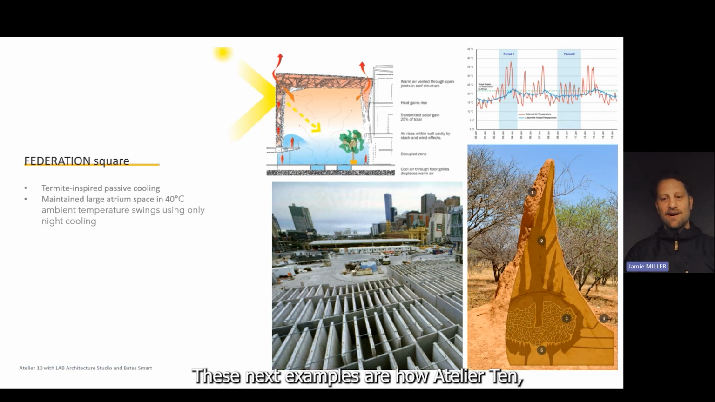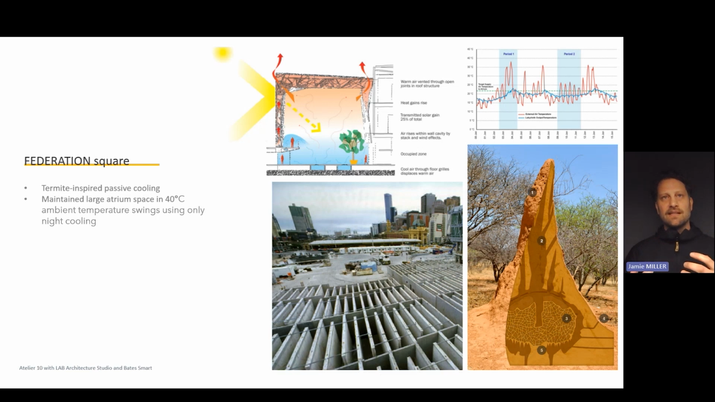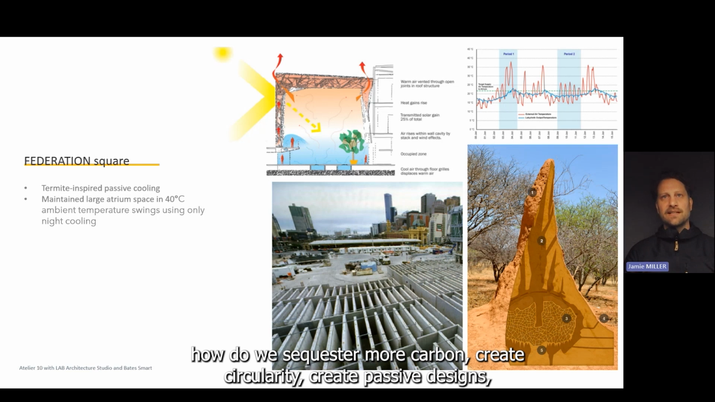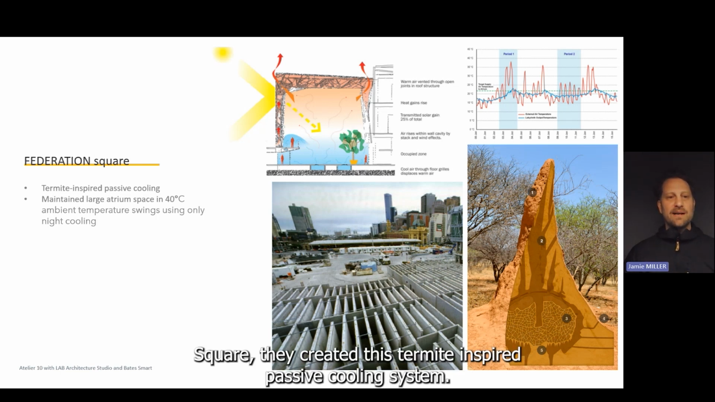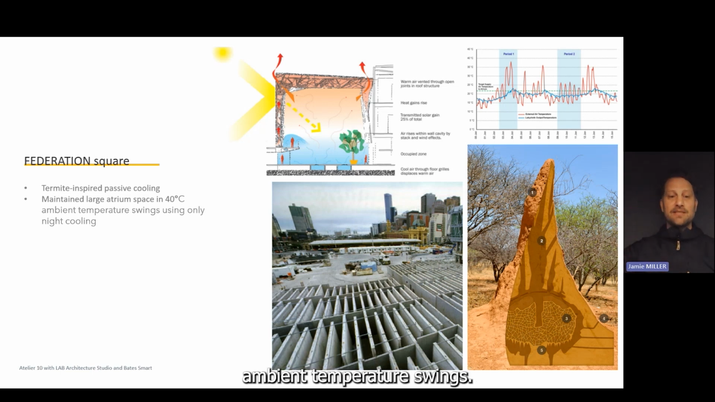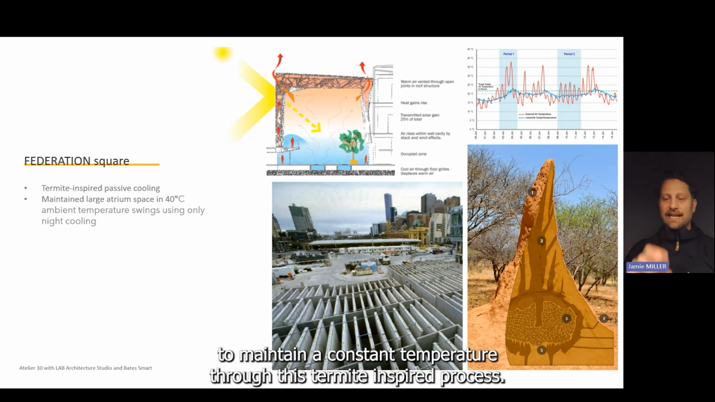These next examples are how Atelier 10, which I think is a great descriptor of biomimicry at a process level. Atelier 10 is focusing, and a lot of us are focusing on how do we sequester more carbon, create circularity, create passive designs, how do we leverage resources more efficiently and leverage seasons. In their Federation Square, they created this termite-inspired passive cooling system. It was one of the biggest maze cooling systems at the time, and they're able to maintain an atrium space in 40-degree ambient temperature swing, so swinging from, let's say, 42 degrees to 2 degrees Celsius. They're able to maintain a constant temperature through this termite-inspired process.